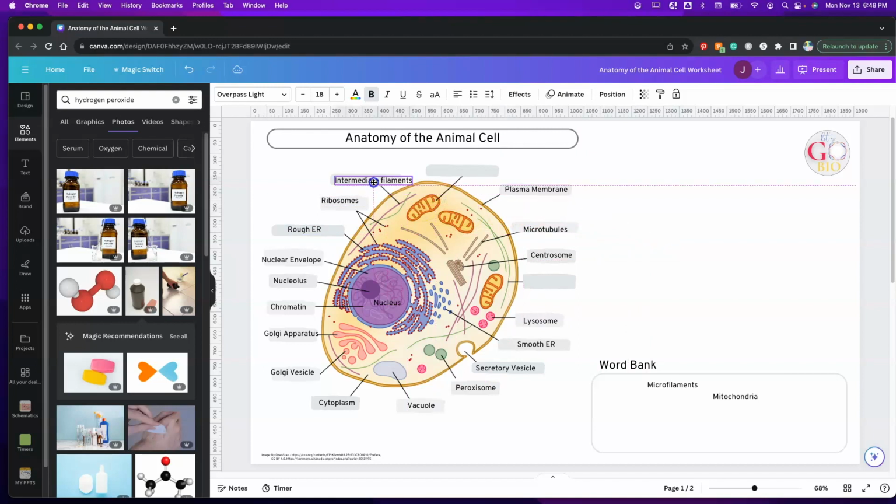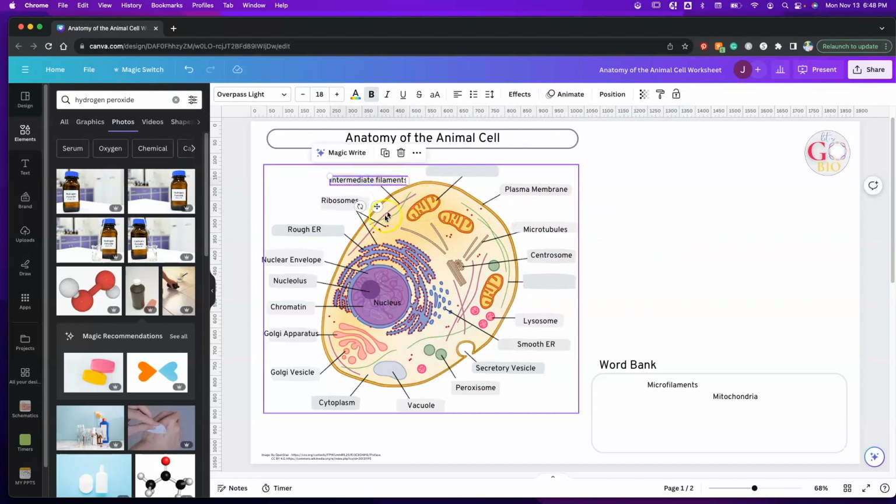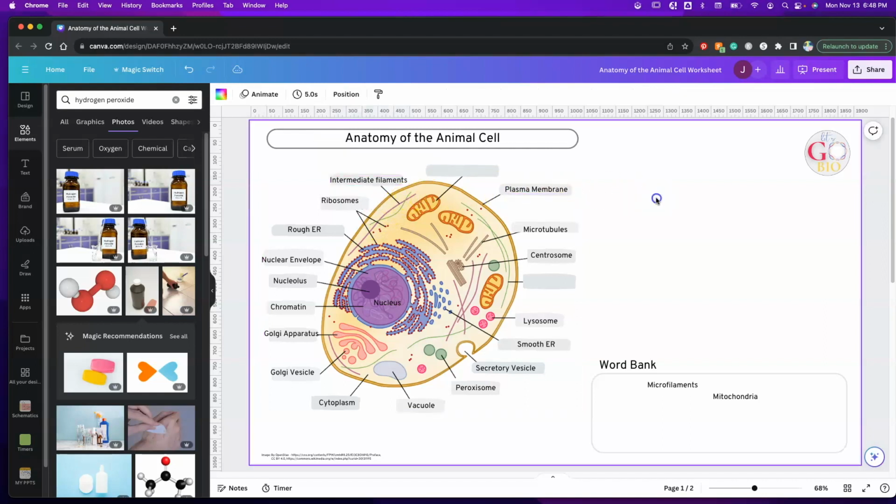So the intermediate filament is the pink one shown here. It's a little bit thicker and it's really strong. And the one thing that I want you to note for this is it's used for anchoring. So it's a structural component that's used for anchoring. Anchoring organelles, anchoring things within the cell, things that aren't supposed to be moving around freely.